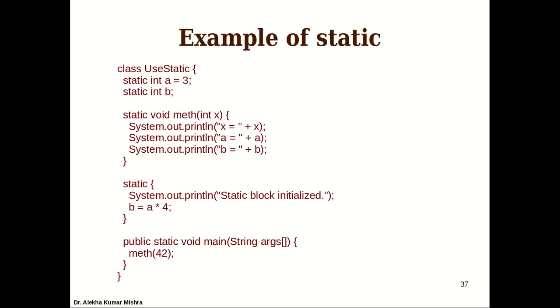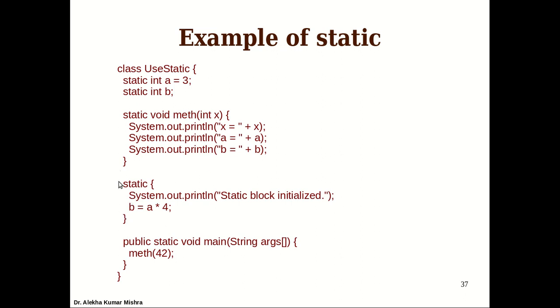Alright, so we have two static members. For one member, when I created it, I assigned the value 3, so this value is known. But the value of B depends upon some other thing, so we have left B as another static member. Here is a method to print the values: X is passed, along with the two static members A and B.